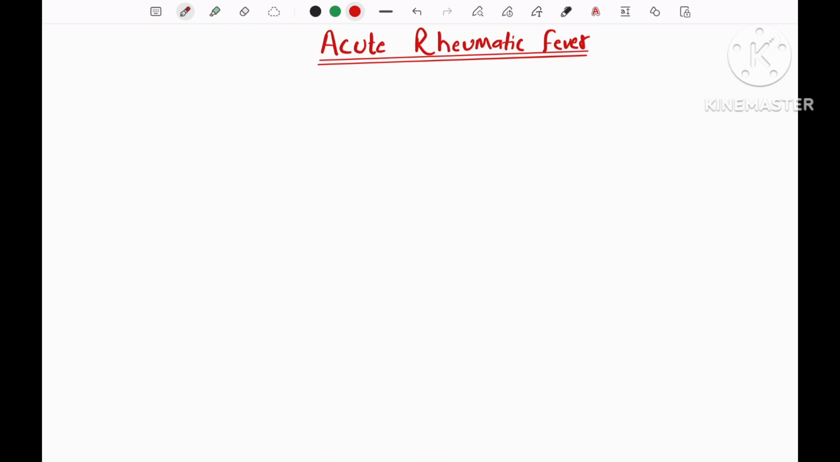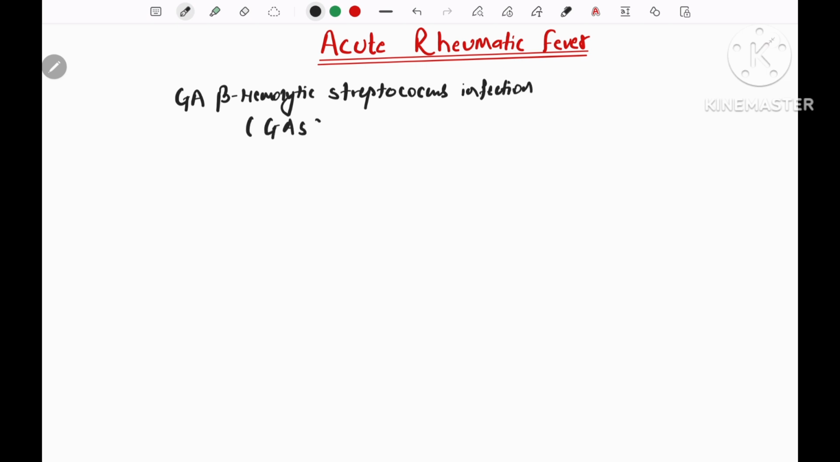So acute rheumatic fever is caused by Group A beta hemolytic streptococcus infection, that is also known as GAS infection. What this organism actually does is that it causes pharyngitis.